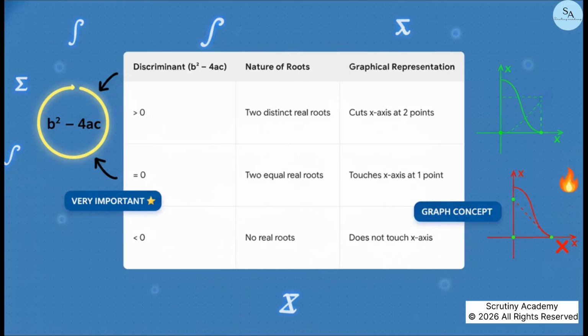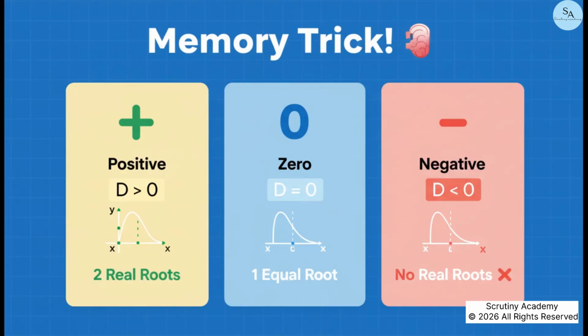So this table right here is basically the whole thing in a nutshell. It summarizes everything we just talked about. I'd seriously recommend you pause here and take a screenshot. This is your cheat sheet. Understanding these three cases is everything. And to make it even easier, here's a super simple memory trick. Just think, plus means two roots, 0 means one root, and minus means no roots. That's it. Just lock that in your brain.